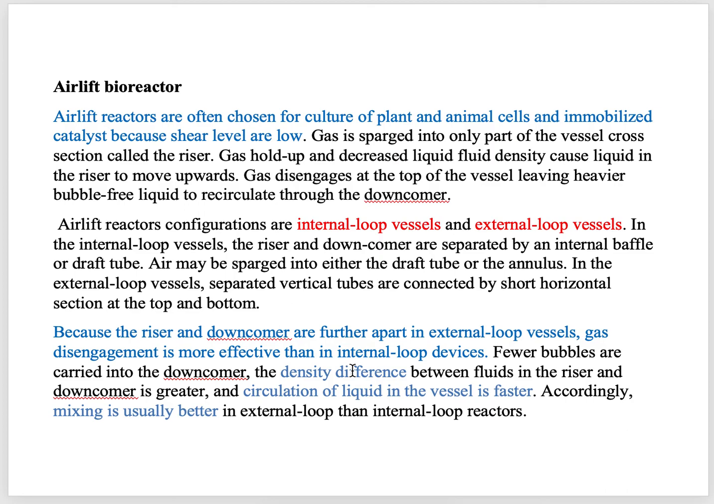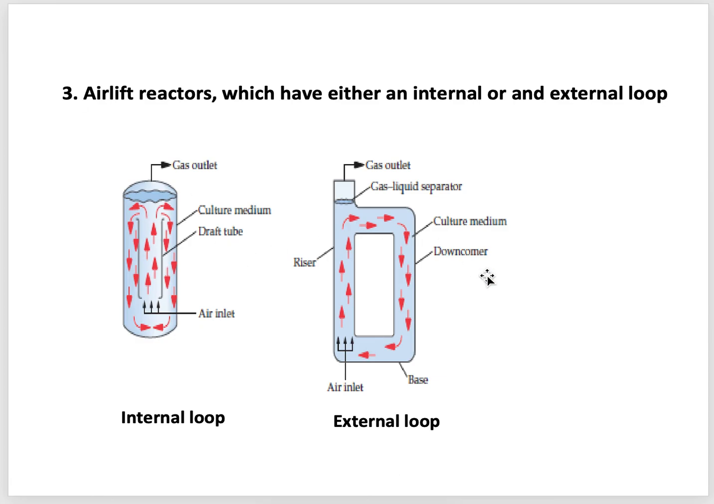There will be no even distribution of the nutrients, so growth of the cells will be hampered, and if the growth of the cells is hampered, the production will be hampered. So better mixing means better yield. Better mixing means better growth of the cells, that means better production. And we can achieve better mixing in case of external loop bioreactors than the internal loop bioreactors.